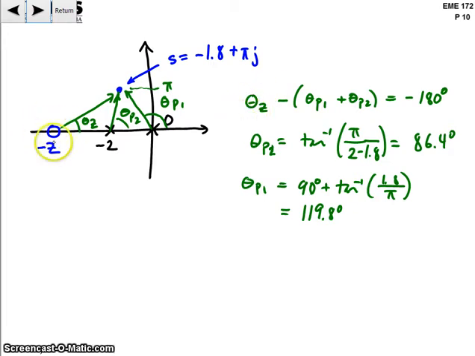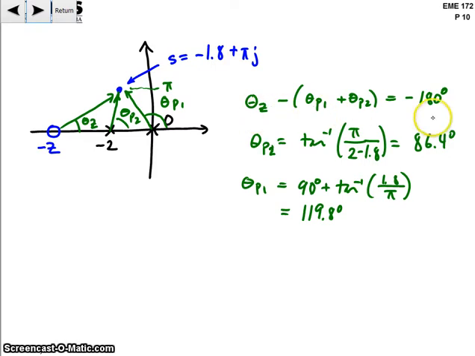Okay, so theta z is the only unknown, right? I can choose this 0 position. If I move it way into the left half plane, I don't get very much additional phase. If I start moving it in closer and closer, this angle will get bigger and bigger. So I want to find out how large that angle has to be.